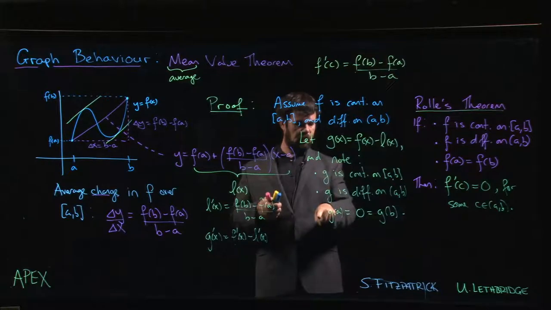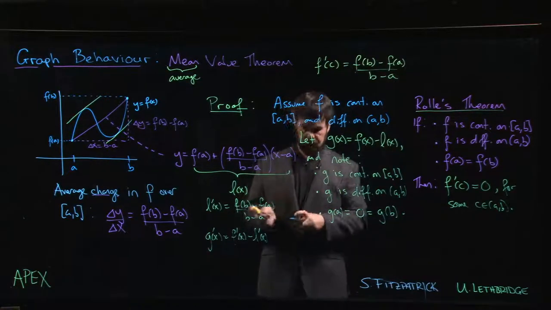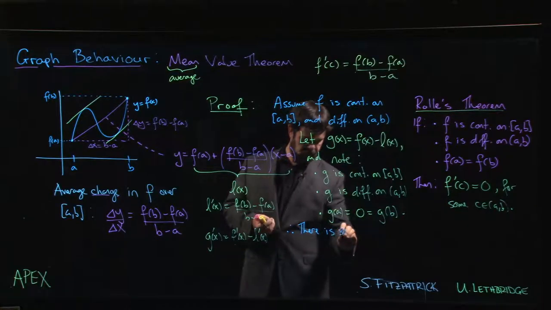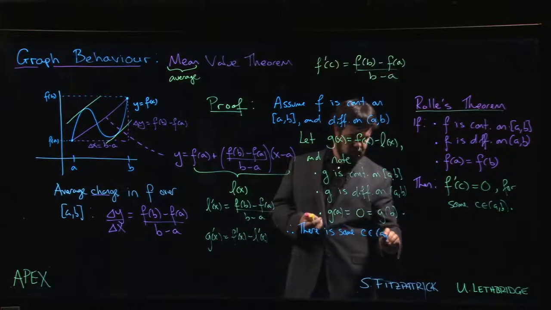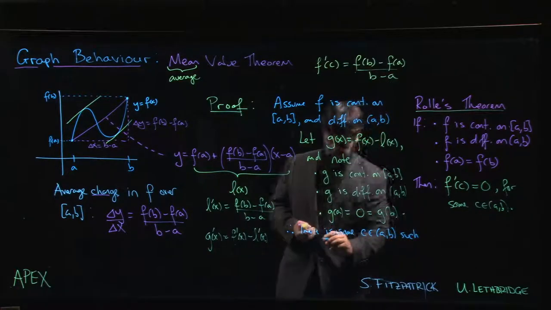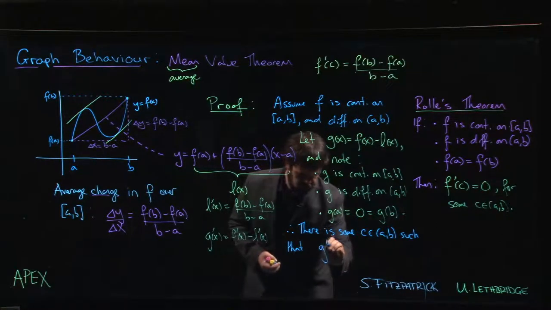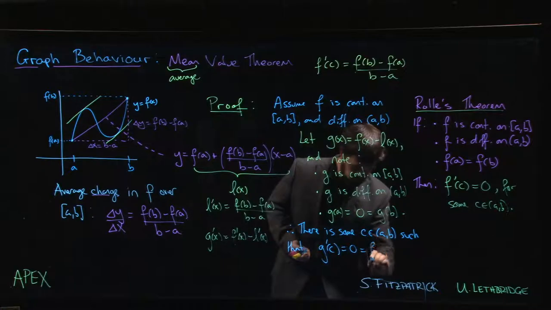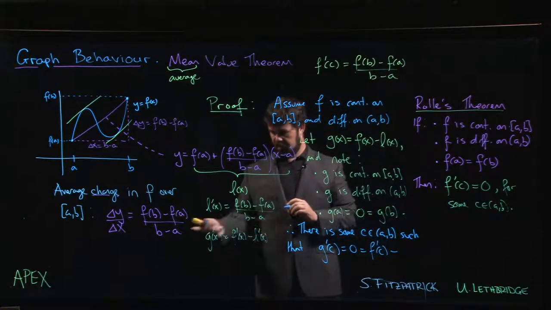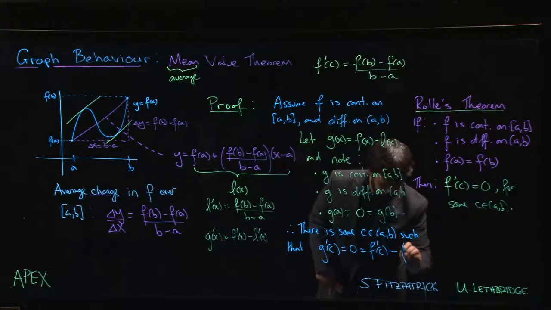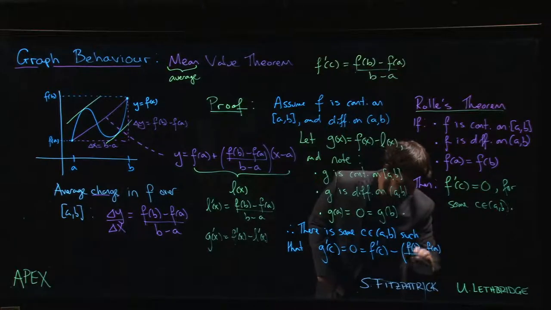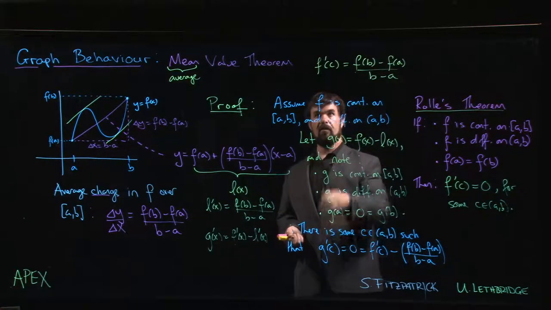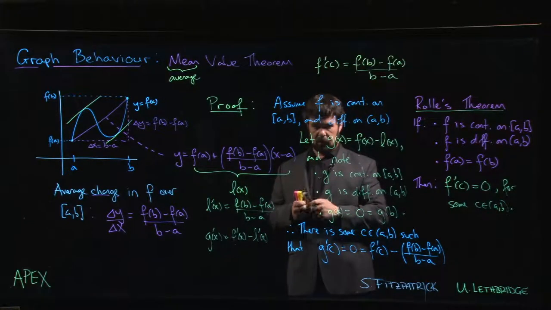Well, what do these three points tell us? They tell us that Rolle's theorem applies. Therefore, there is some c between a and b such that g prime of c equals zero. But what is g prime of c? Well, g prime of c will be f prime of c minus L prime of c, and L prime is the same value everywhere, right? It's just the slope, f of b minus f of a over b minus a. All right, so that difference is zero. Move that to the other side, and you have the result for the mean value theorem, okay?